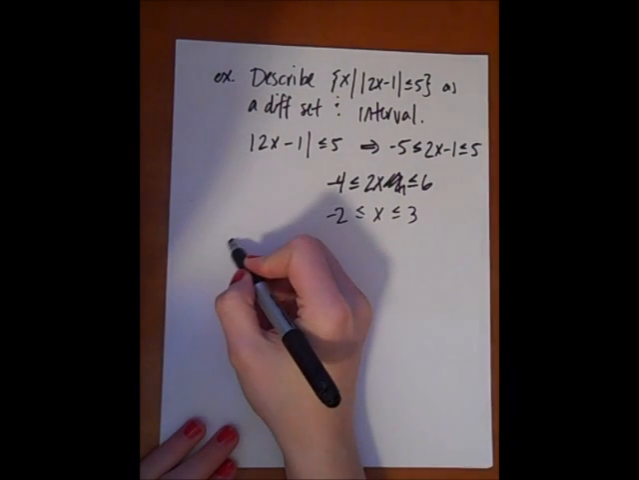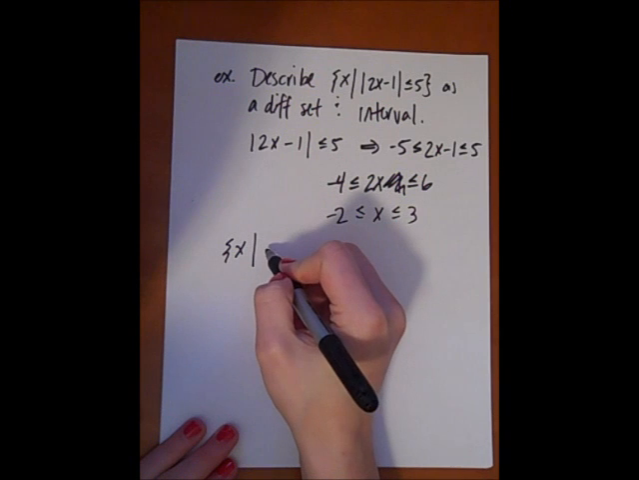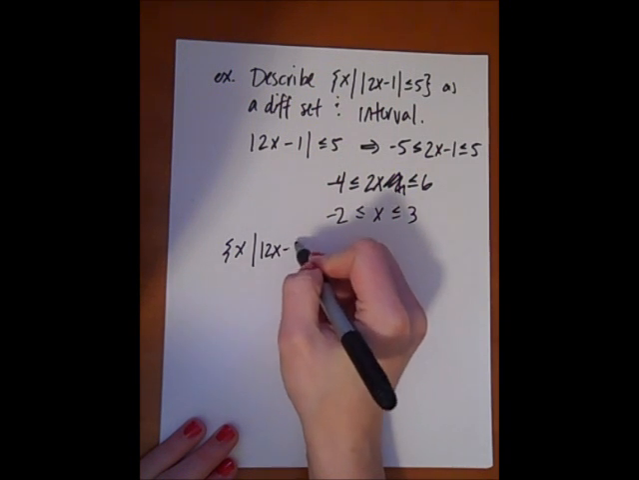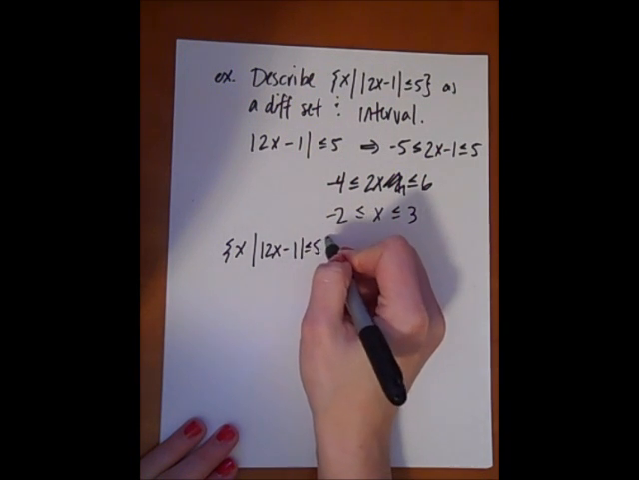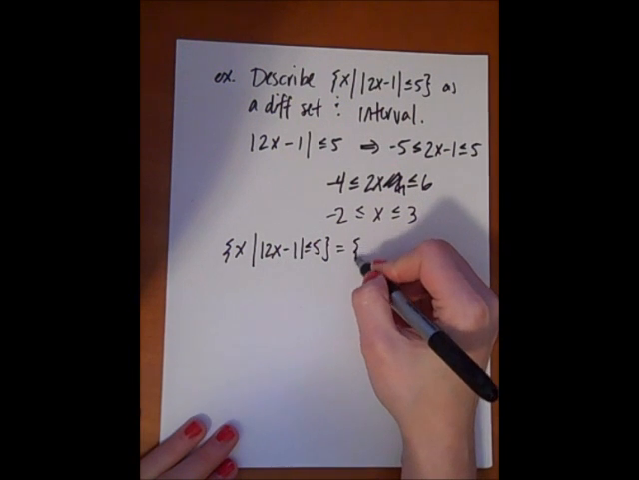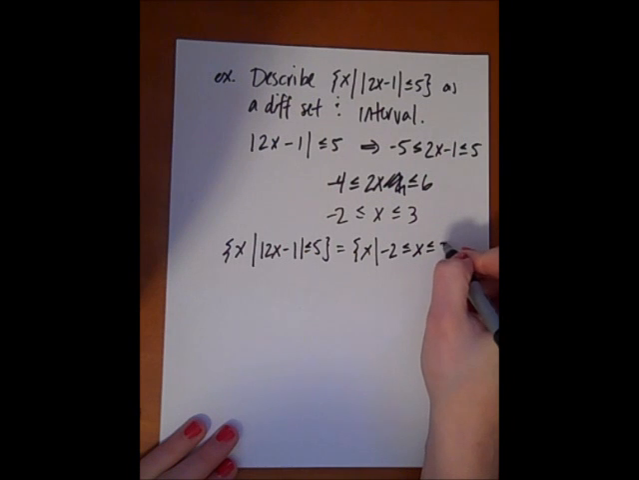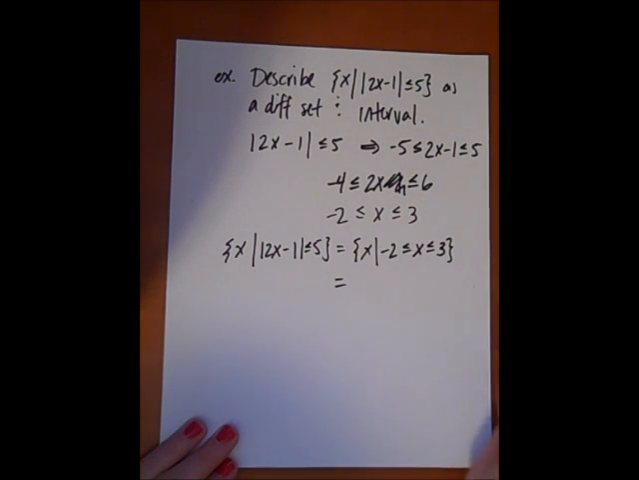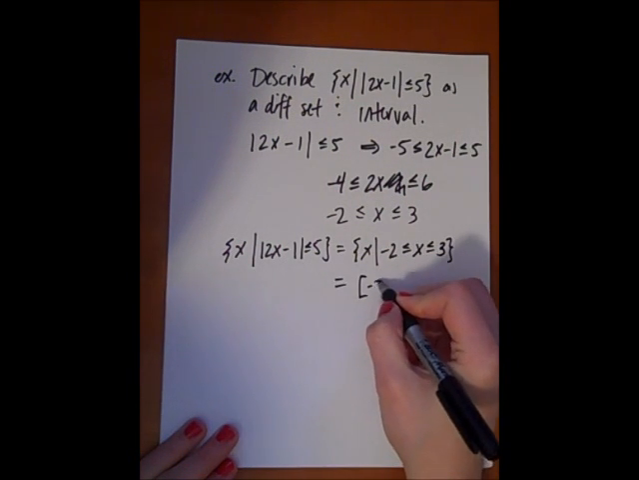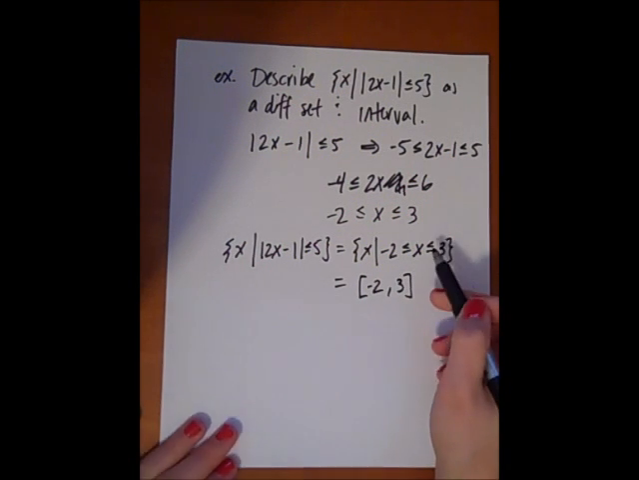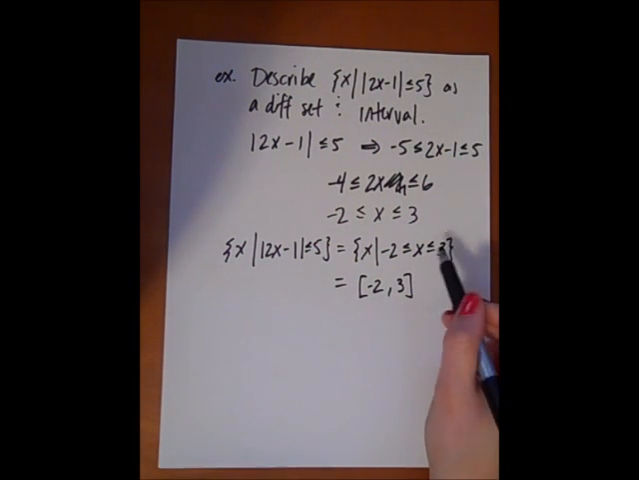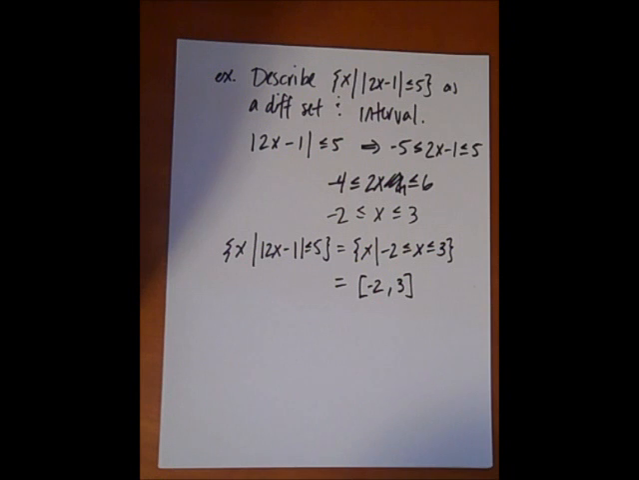So how we would write this set is the set of all x such that the absolute value of 2x minus 1 is less than or equal to 5. That's the same as the set of all x such that negative 2 is less than or equal to x, which is less than or equal to 3, which in terms of intervals, I'm going to have brackets now, negative 2 and 3. So since I have the equal to in the inequality, I'm going to have brackets. That's how we go from a set with absolute values to another set or an interval.